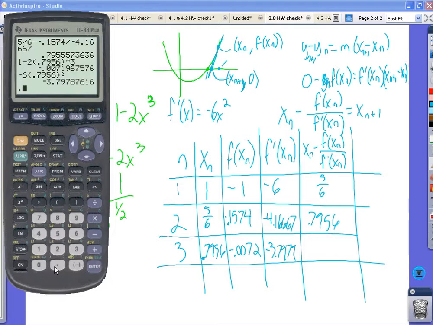Okay. 0.7956 minus negative 0.0072 over negative 3.7979.